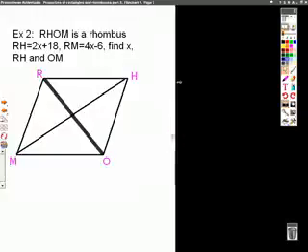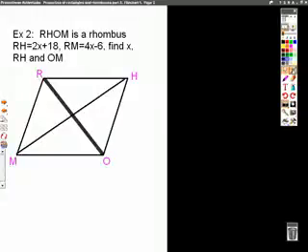So let's do this one problem at a time. All right, here's the information that we have. What do we need to find? First thing we know, this shape right here, RHOM, is a rhombus. So all the properties that we've talked about do apply to this. We know that the distance from R to H, as given information, is 2x plus 18.